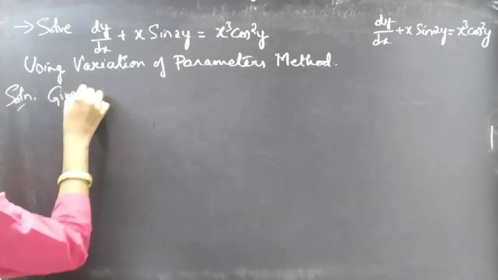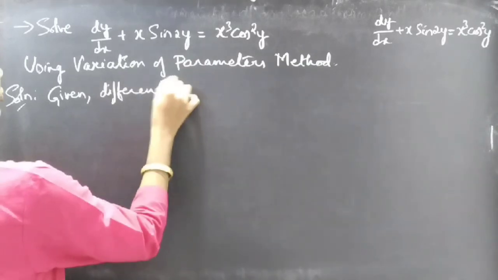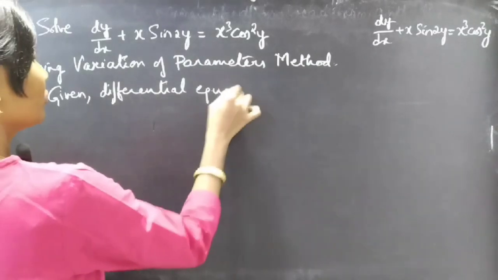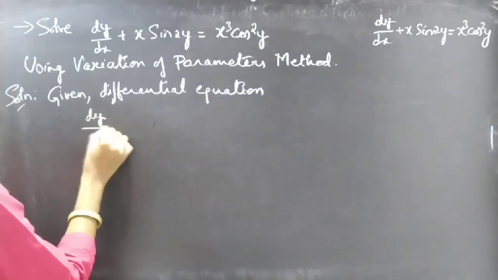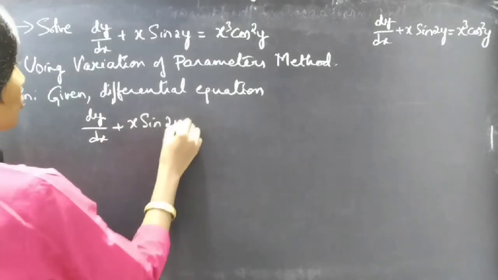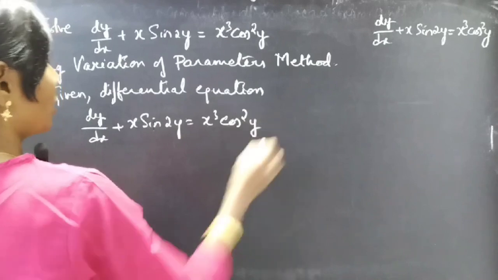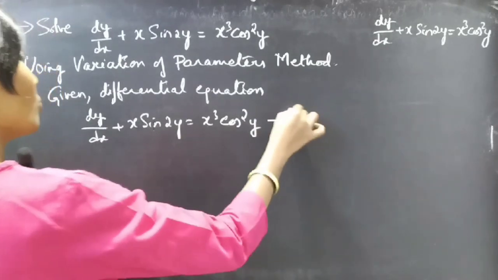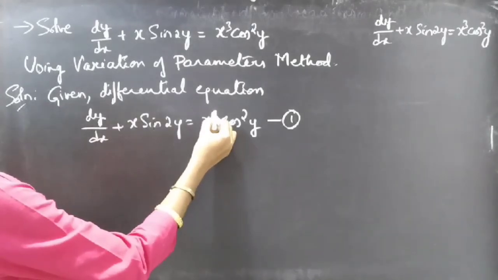Given differential equation, dy by dx plus x sine 2y equal to x cube cos square y. Consider the given equation as equation number 1. Now, we'll reduce this equation to linear equation.